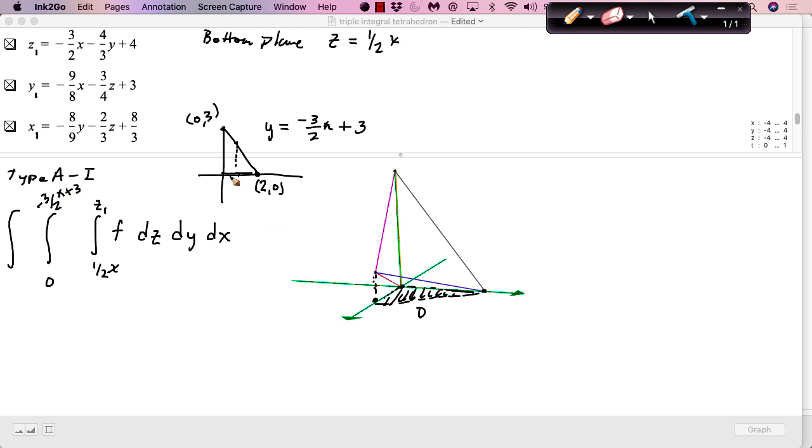Right, so then we're going to sum all those up with respect to x. So the first one is at 0, and the last one's at 2. So those are our limits. 1/2 x to that expression up there for z1, and then 0 to negative 3 halves x plus 3, and then 0 to 2.